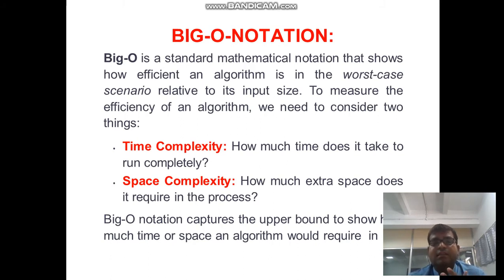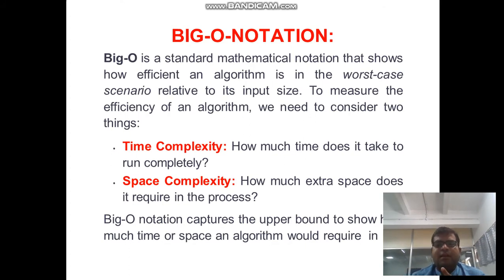Here worst case scenario means that suppose we write a program, in that program the line which requires the most time to execute is the worst case. Suppose one program is written and in that program 100 lines are there, so out of the 100 lines, the line which requires more time to execute is the worst case scenario. So efficiency measurement always considers only the worst case scenario.